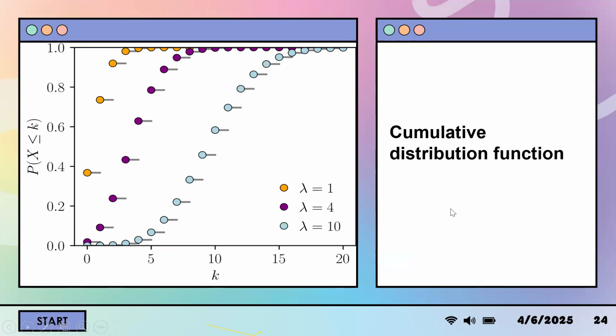Now this is the cumulative distribution function, which is here to explain that mostly the data is represented in simple integer forms. Here the lambda is 1, 4, and 10 respectively. K is at like 0, 5.